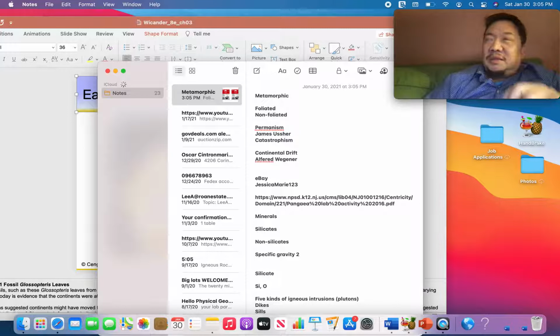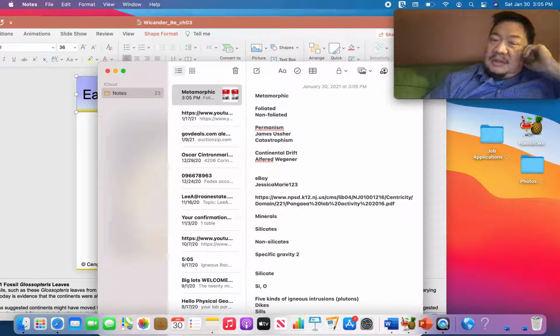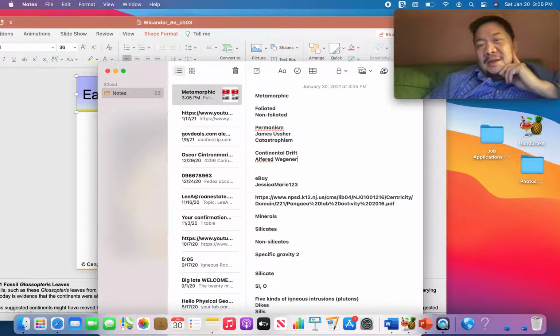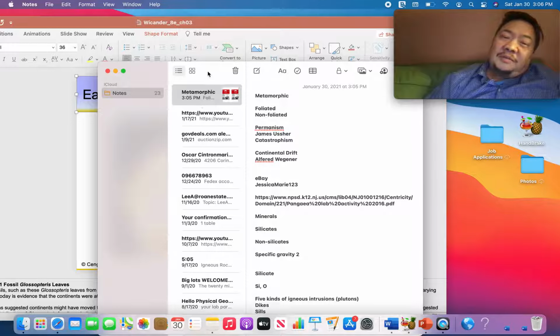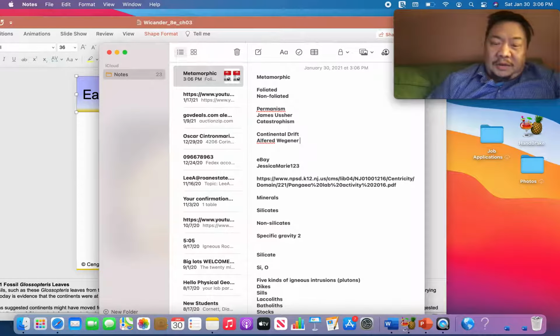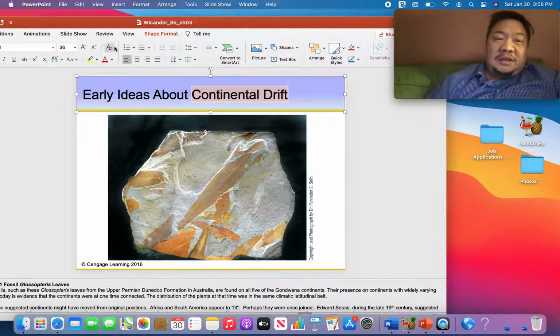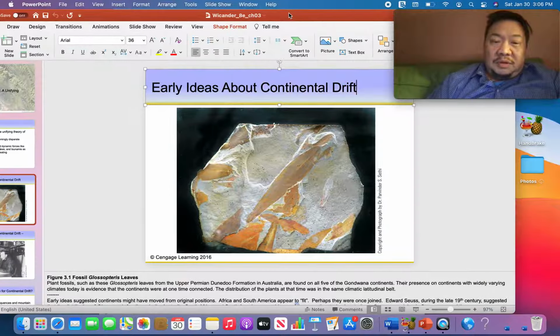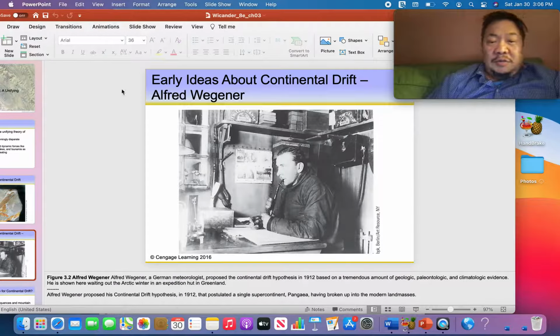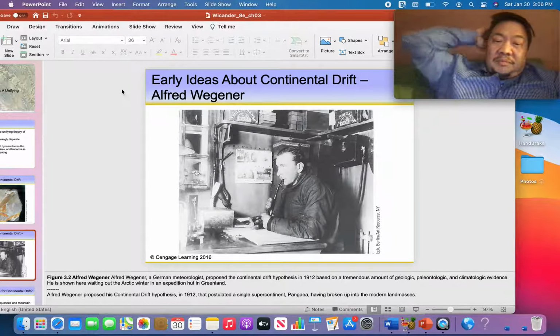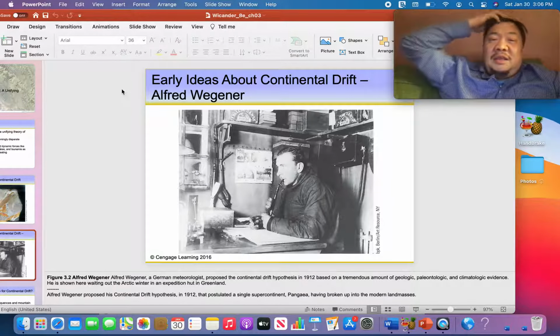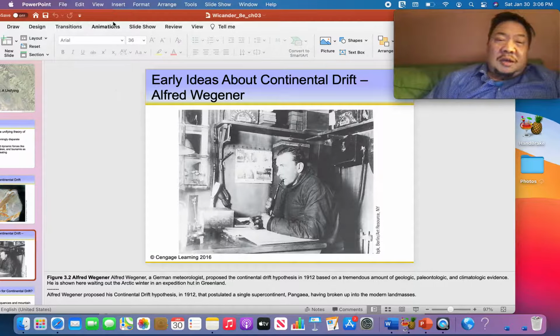I don't know if you speak German or not. Sprechen Sie Deutsch? Ich spreche ein bisschen Deutsch. I can speak some, but W is V in German. It's Alfred Wegener. In 1912, he introduced the theory of continental drift to the world. Here is Herr Wegener in Greenland, and in the next video we'll start talking about continental drift.